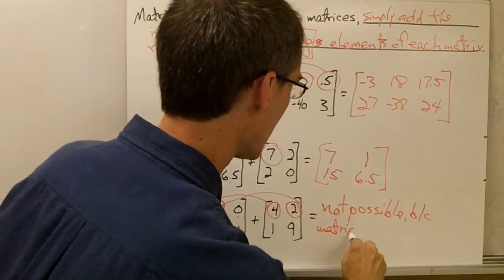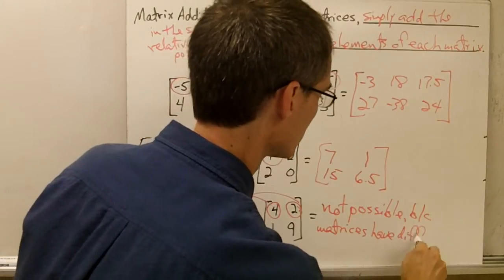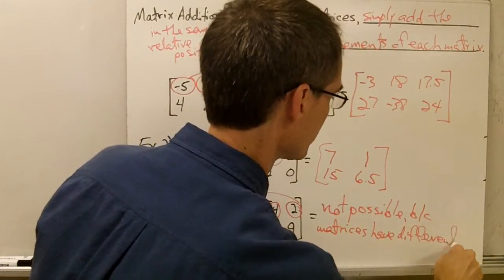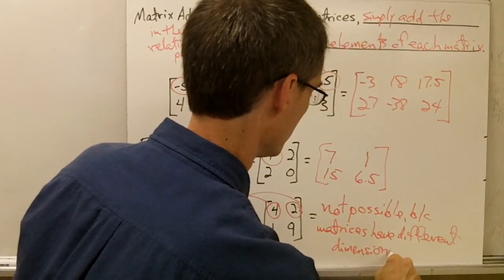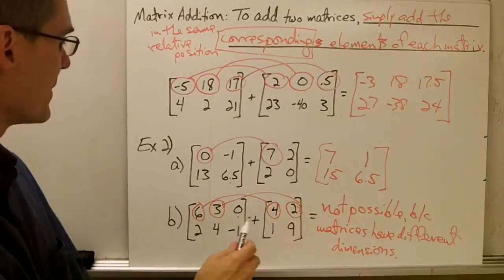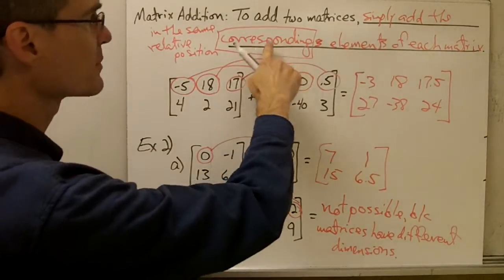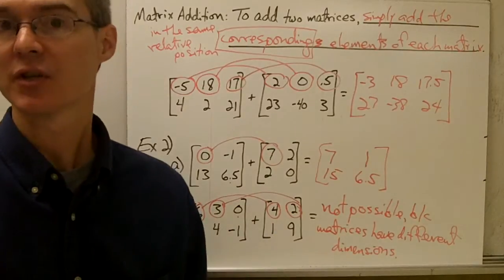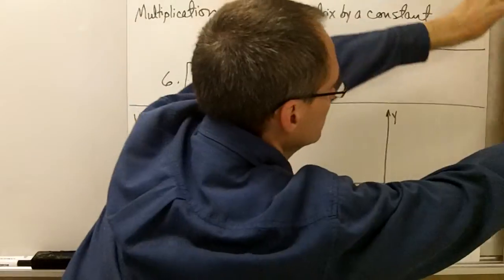the matrices have different dimensions. Since they have different dimensions, that means that there are going to be some elements in this matrix that don't have a corresponding element in the second matrix. So it's not possible to add those two.